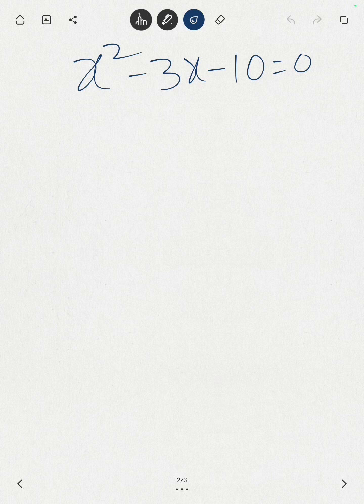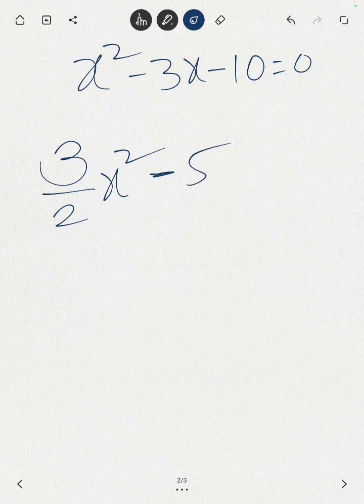And here my intention is not only to talk about this type of sum. The second type of sum which came to my thought is, if the question is like this: 3 by 2 x square minus 5 equals minus 7 by 4x. Then you start getting tension again. So please don't do that. Please follow what I am saying.